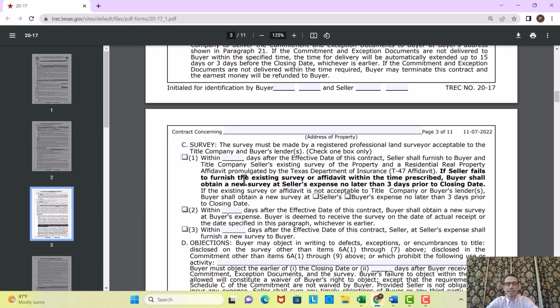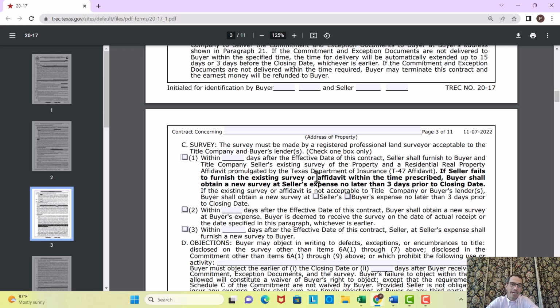Survey. The seller may have a survey, in which case the seller will certify that survey with a T47 affidavit. That's okay. I like my buyer... I don't love my sellers to make certifications about surveys.